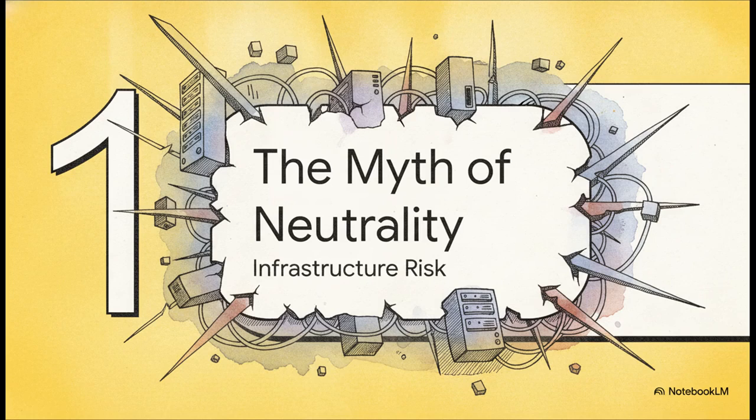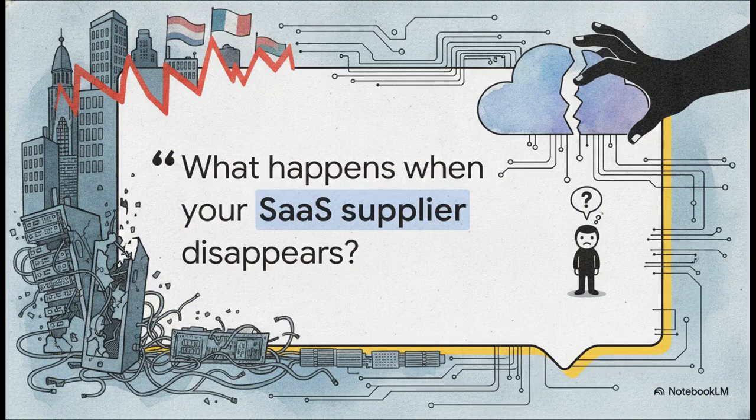All right, let's kick things off with Section 1, the myth of neutrality, and explore what happens when infrastructure becomes a risk vector. I want you to really think about this question for a second. What actually happens when your operational backbone is disabled overnight due to decisions made in other nations? And look, this isn't just a theoretical exercise or some doomsday hypothetical.